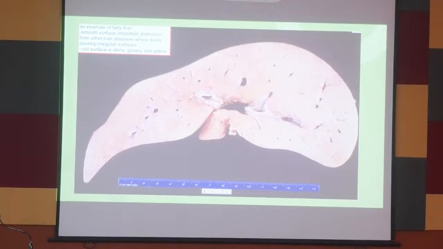But the cut surface is smooth, whereas in case of cirrhosis of liver, we can see in your specimen of liver, long question, cirrhosis of liver, the appearance of liver is nodular, irregular, okay? But in case of fatty liver changes or alcoholic steatosis, the cut surface of liver, how does it look? Smooth surfaced, okay? Cut surface is greasy, yellow, and surface is regular. No irregularity or nodularity is seen in early stages of alcoholic steatosis, okay?